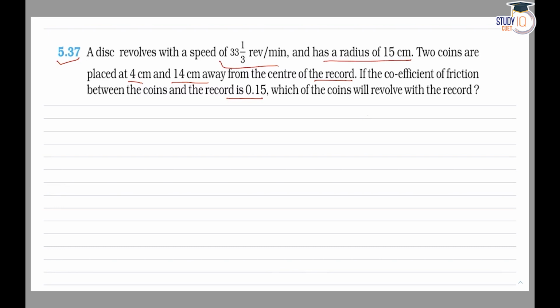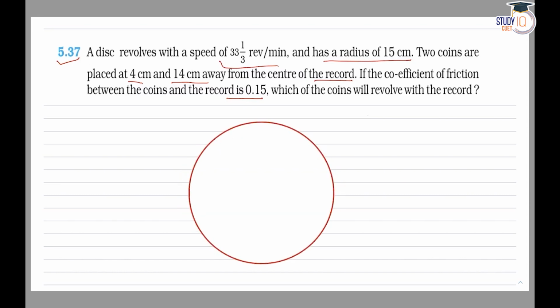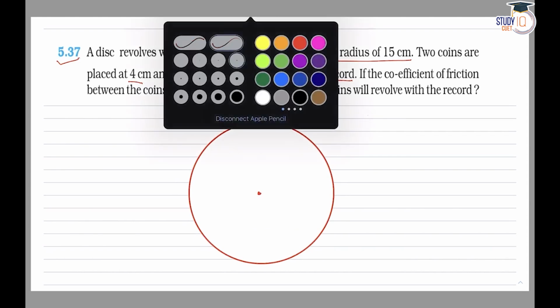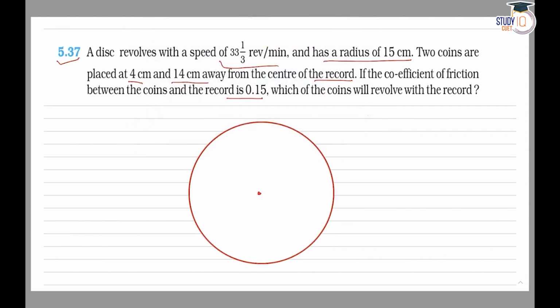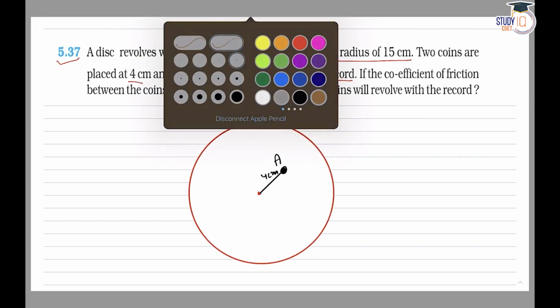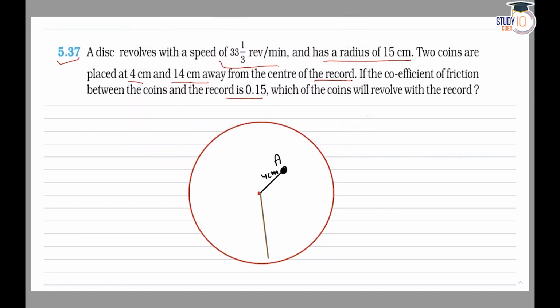So a disk is revolving, and in this we have, let's say this is the center and two coins are placed. One is at a distance of 4 centimeter and the other is at a distance of 14 centimeter. So let's say the first coin, which is placed at a distance of 4 centimeter, is A, and the other coin, placed at 14 centimeter, is B.